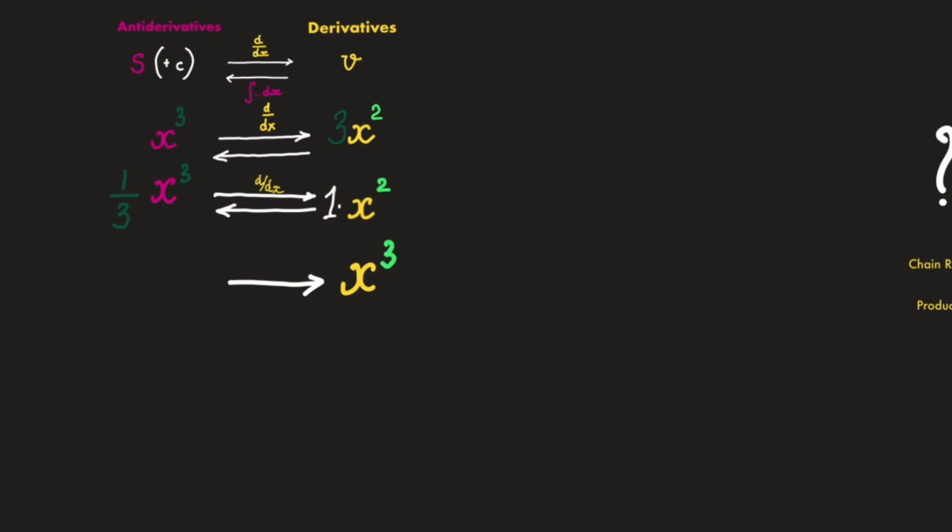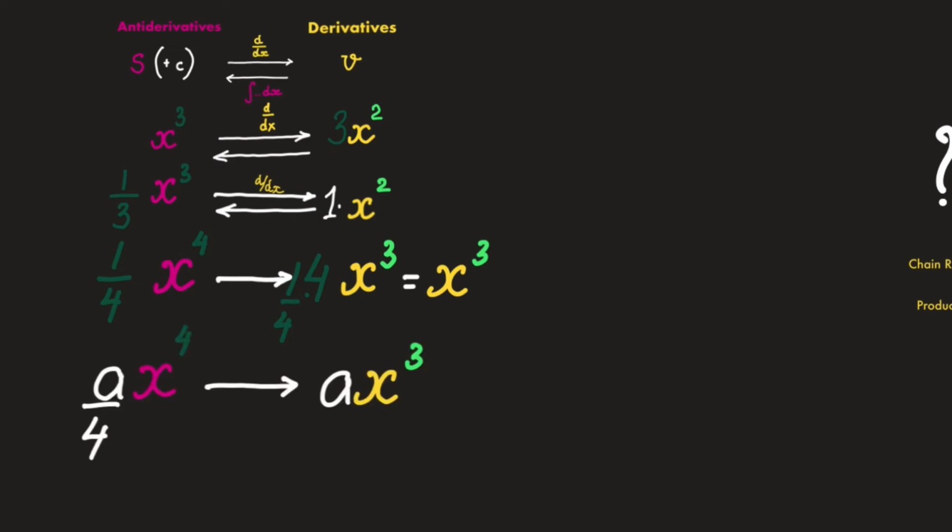Could you give me an antiderivative of x cubed instead? Again, you can't say x to the 4 because the derivative of that is 4x cubed. So to get just x cubed, you need to multiply this with 1 over 4. So you see, the antiderivative of x cubed is x to the 4 over 4. And as before, more generally, the antiderivative of ax cubed is just going to be ax to the 4 over 4. That is, the coefficient of x to the 4 in the antiderivative is always going to be a fourth of the coefficient of x cubed in the derivative.